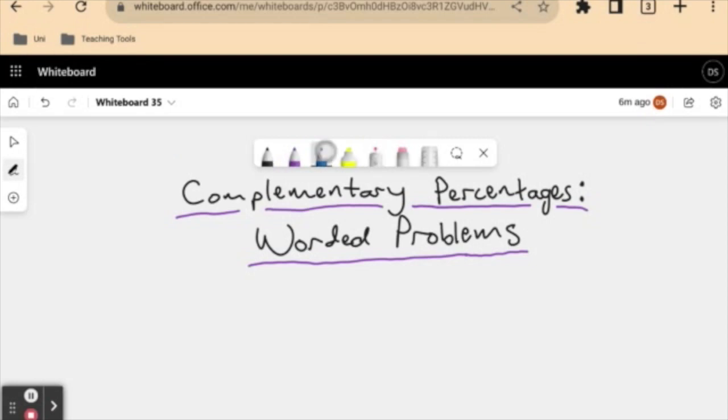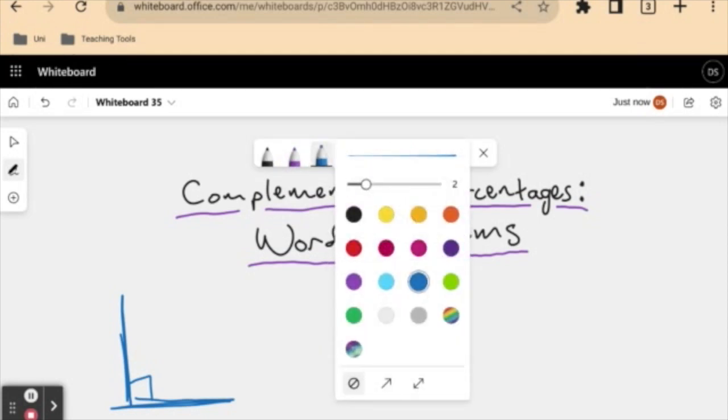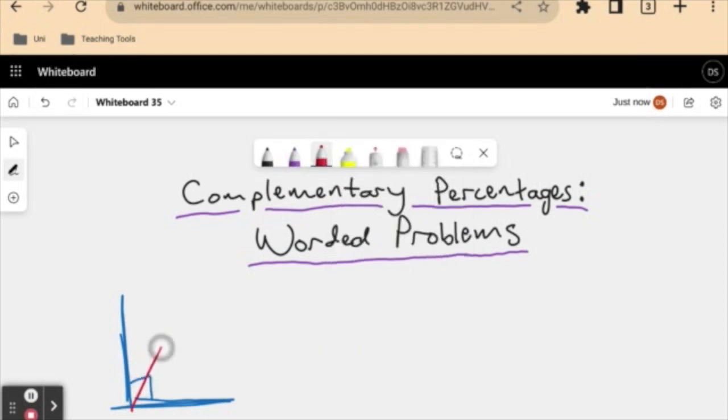Well, some of you may remember in geometry, we looked at complementary angles. So when we have a 90-degree angle here, a right angle, and we put a straight line through that, then we get two more angles, here and here. And these ones were what we called complementary. So they added up to 90.